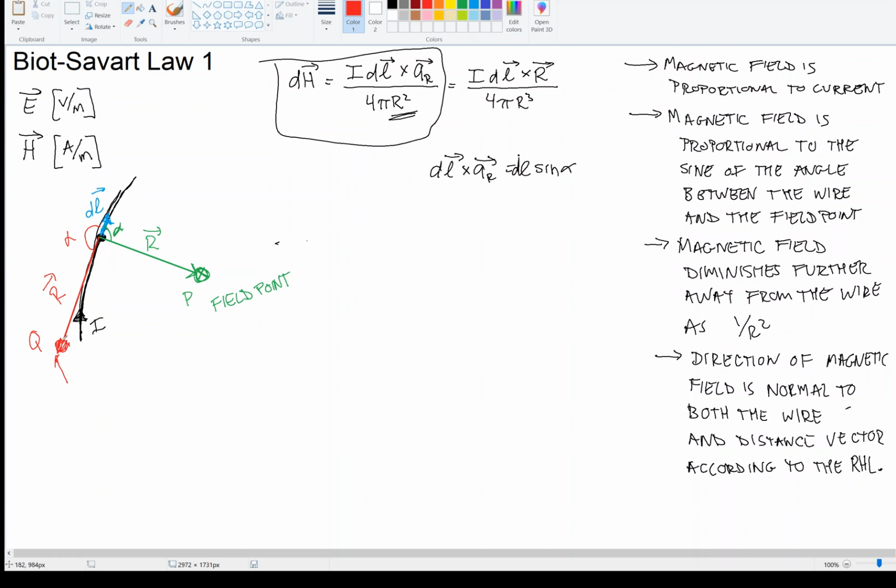Now it's not 0 in general, because there are other pieces of the wire for which they are not parallel to this radius vector, but due to this piece of wire, the magnetic field at point Q is 0.